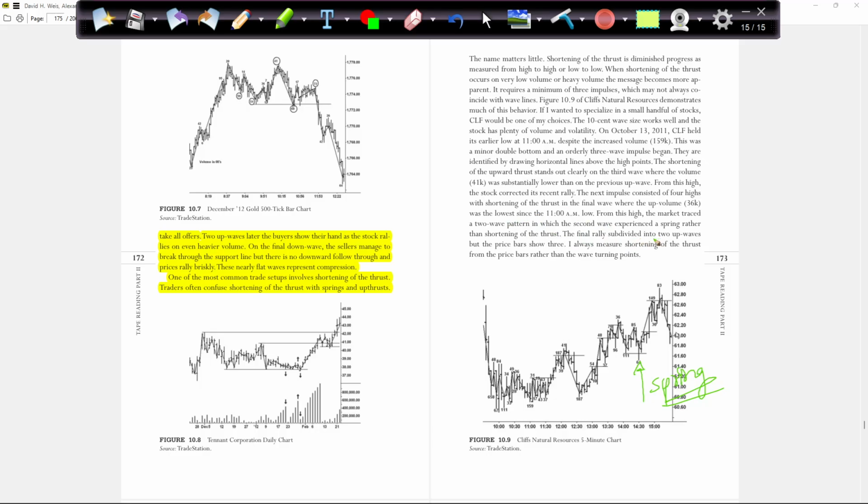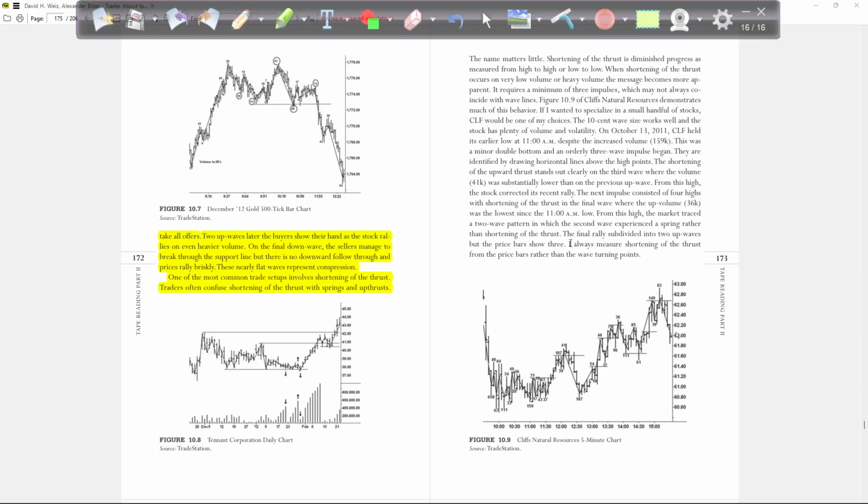The final rally subdivided into two up waves, but the price bars show three. I always measure shortening of the thrust from the price bars rather than the wave turning points. So this is quite important. I always measure shortening of the thrust from the price bars, rather than the wave turning points.